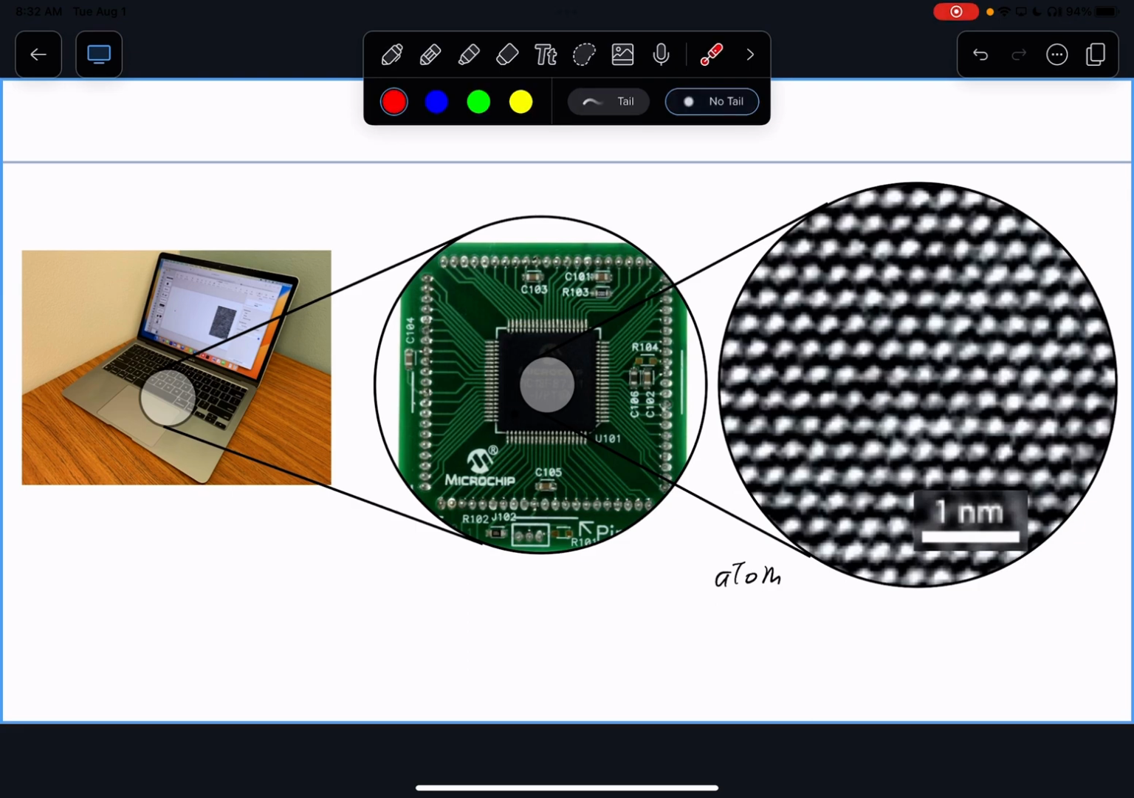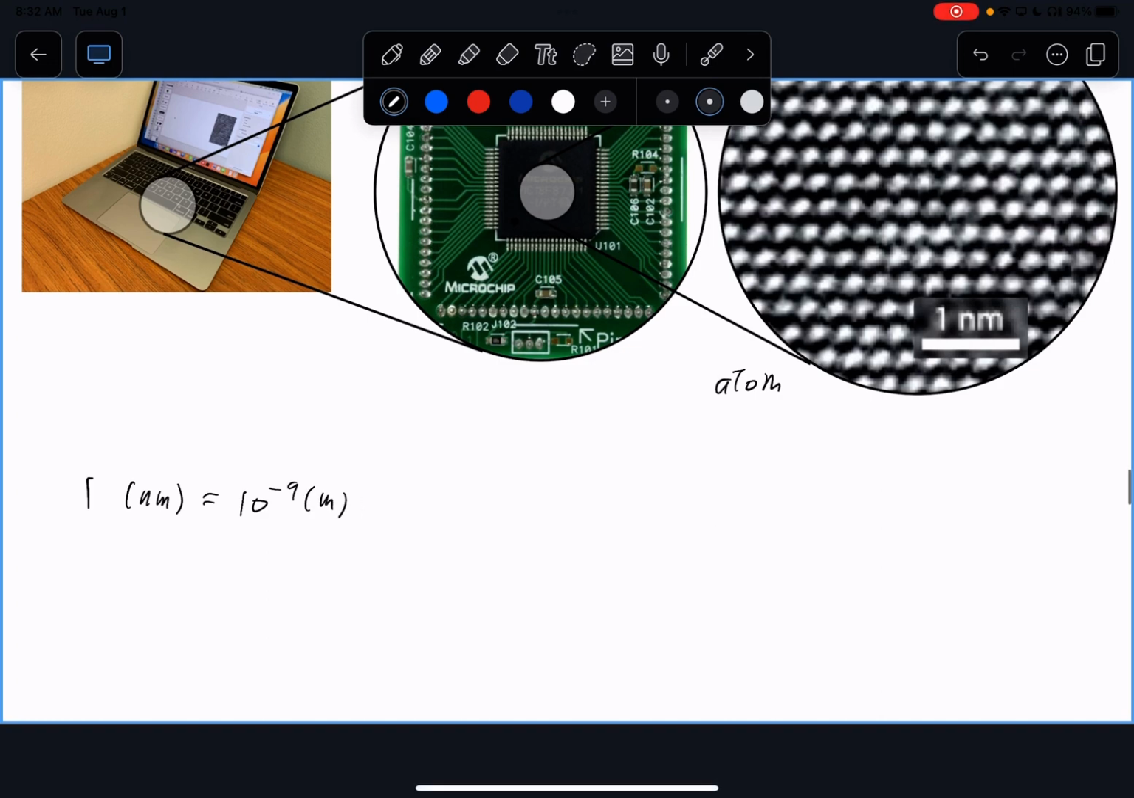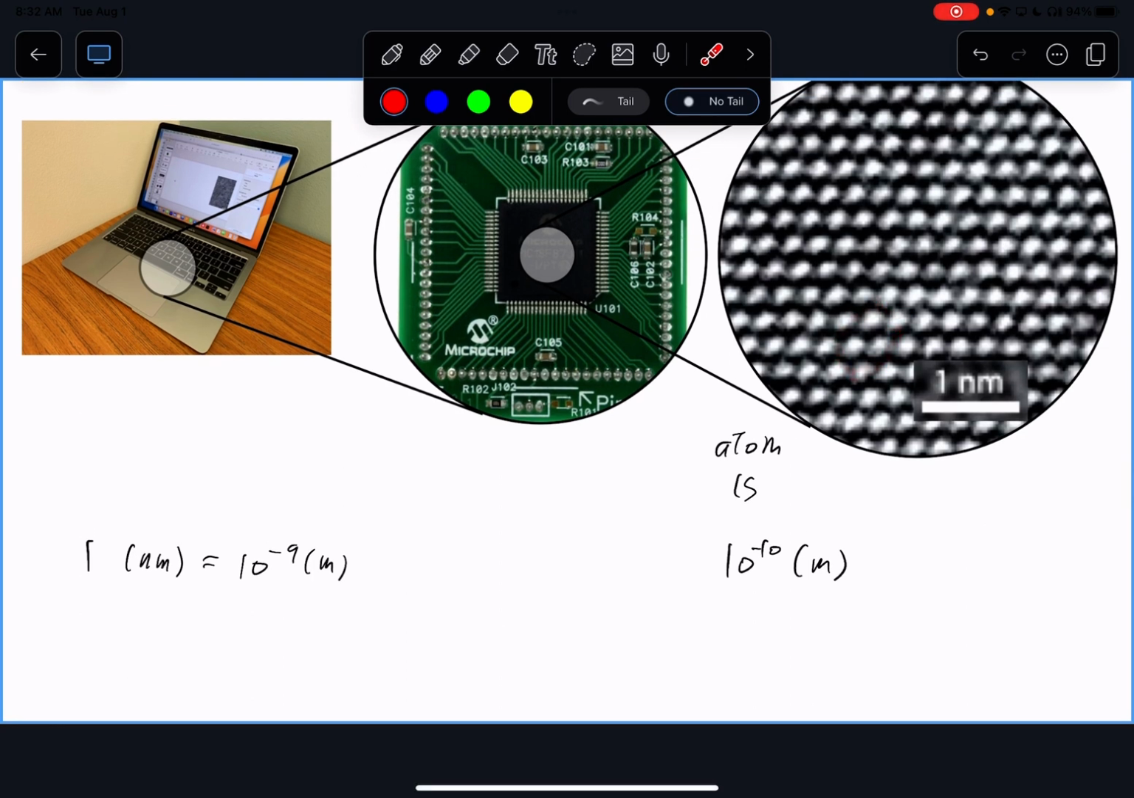If you look at the scale, this is 1 nanometer. 1 nanometer is 10 to the minus 9 meter, so it's really small. And if you look at atoms, you see one atom is smaller than 1 nanometer. So we say the scale of an atom is about 10 to the minus 10 meter. So you see they are very small, but they are not points. They are not point-like particles.